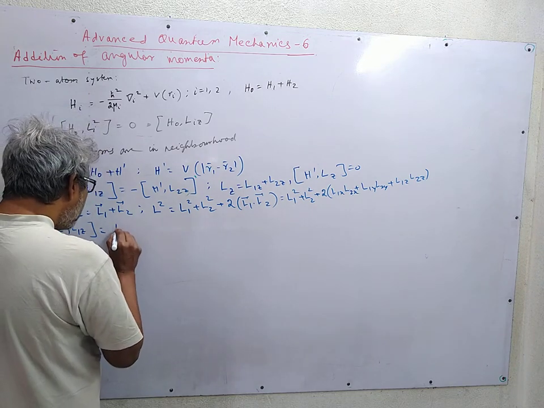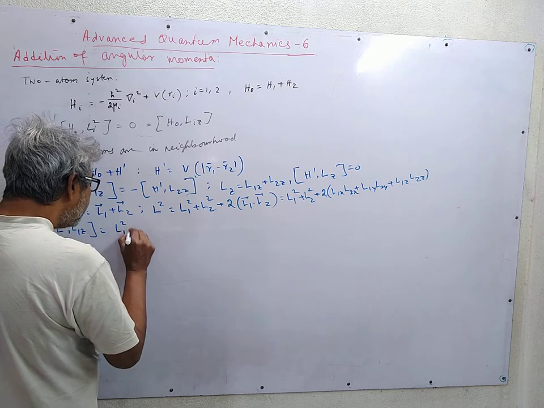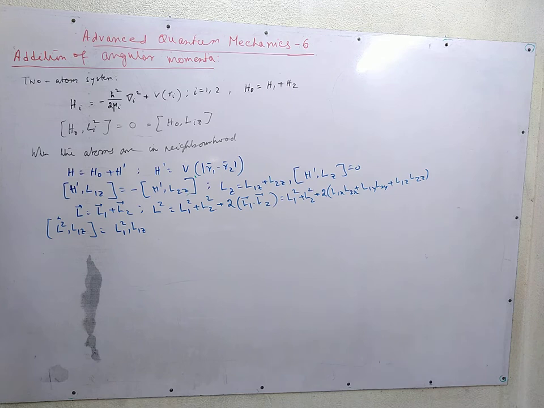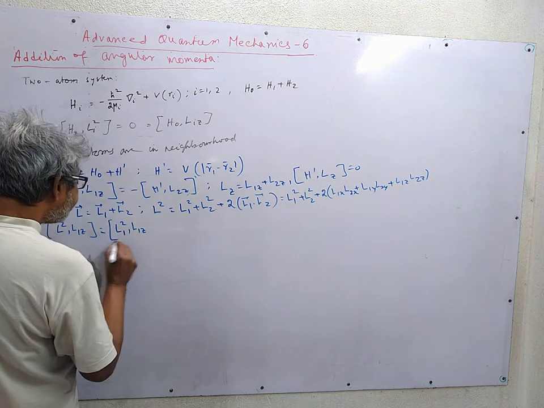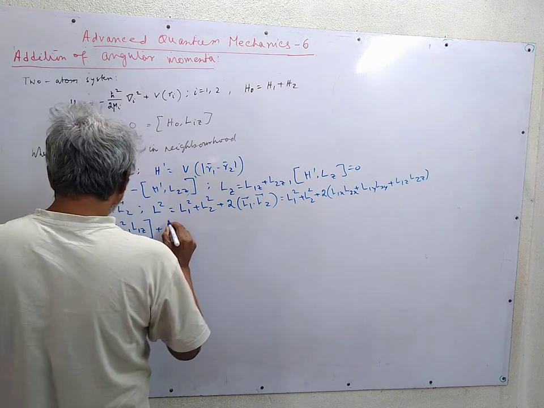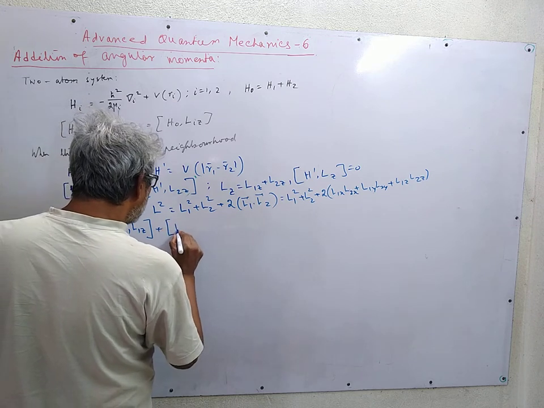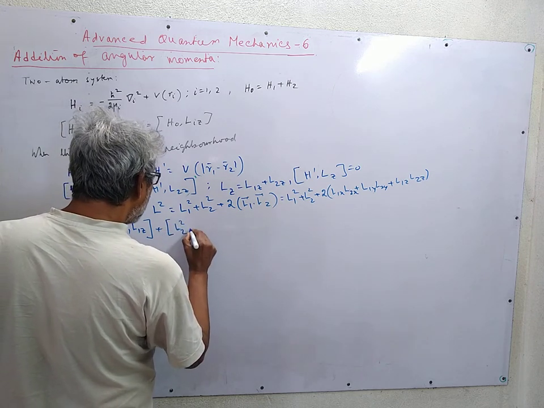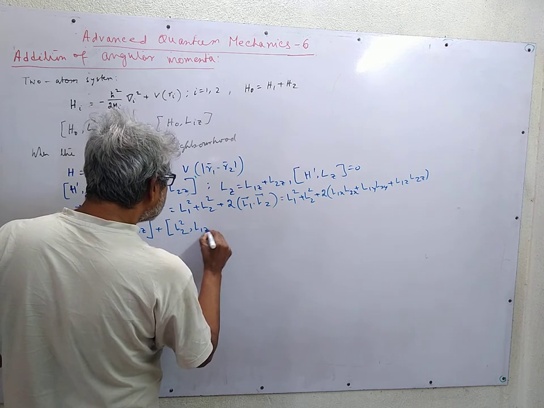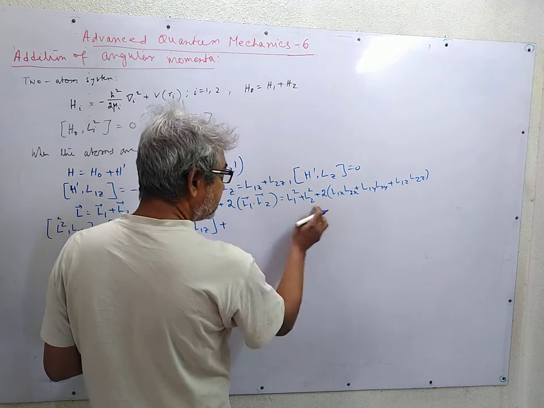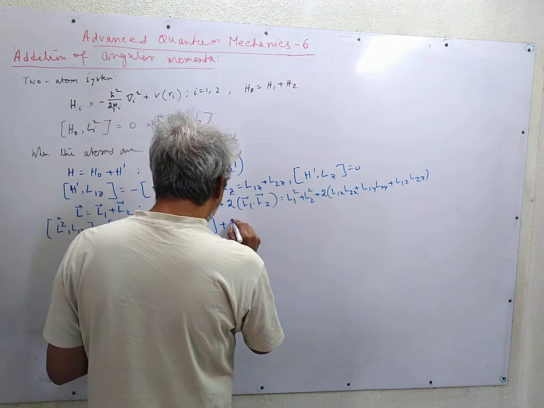Then this is the commutator of L1 square with L1z, plus the commutator of L2 square with L1z, plus this term, 2 times the commutator of L1 dot L2 with L1z.